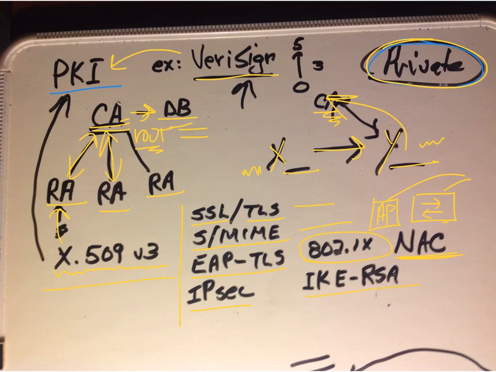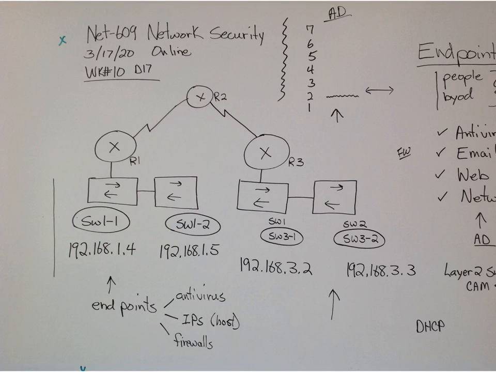IPsec uses Internet Key Exchange and typically uses RSA to do its public-private key configuration. And I believe, now this is an old shot, but this was how the lab is currently set up. And what they did was they created an IPsec tunnel between these two routers. And that is it.